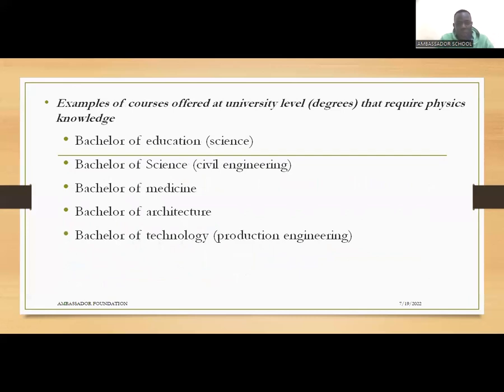Some of the examples of the courses that you can take when you pursue physics, in terms of a degree at a university level, include the Bachelor of Education Science, where you can be a teacher of physics, Bachelor of Science, that is civil engineering, Bachelor of Medicine, Bachelor of Architecture, Bachelor of Technology. So the word bachelor stands for degree. When you hear about a bachelor, it's like a degree.